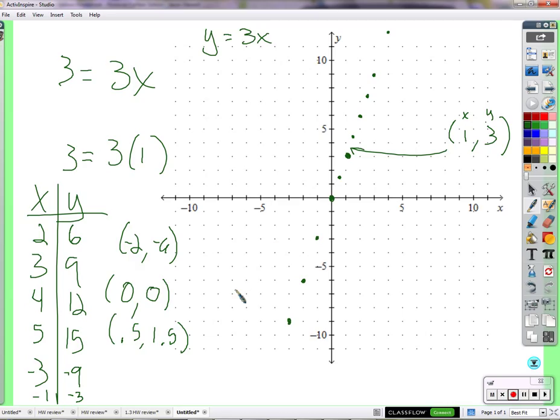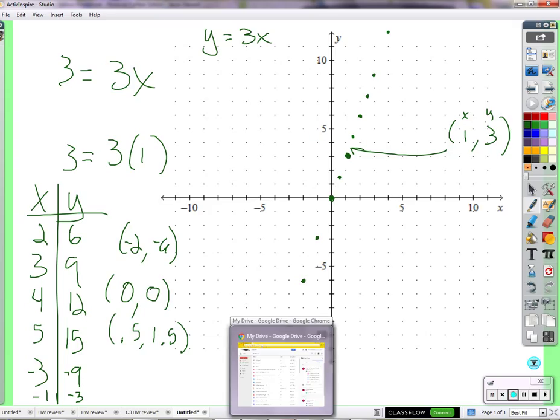Okay? Now, how do you know that all these points together make a perfectly straight line? Why are you convinced? No curve at all. Other than just looking at it, I want you to do some mathematical reasoning. Why are you so sure that if I keep plotting these points, I'll get a perfectly straight line?